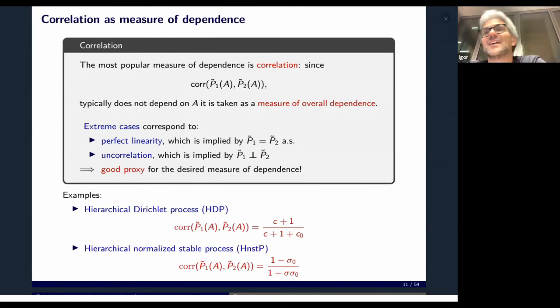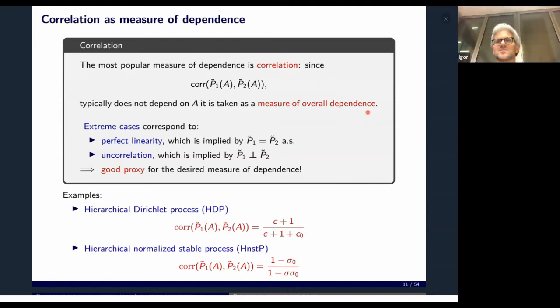So the most popular one, and again I think the reason is mostly mathematical convenience, is to use correlation. So you compute the correlation between the random probability measure, the first one and the second one, which are now dependent, on the same set. And it turns out that typically, and tomorrow we will make clear where that comes from and why that happens, that I leave for tomorrow, that's still kind of work in progress, the correlation typically doesn't depend on the set A, and so it's taken as an overall measure of dependence.